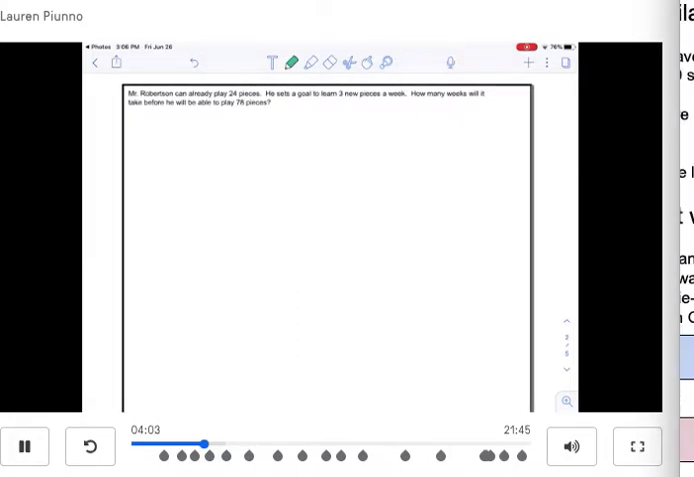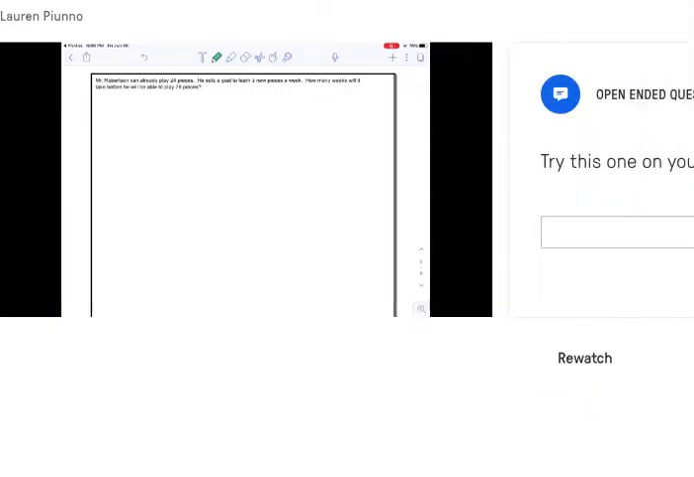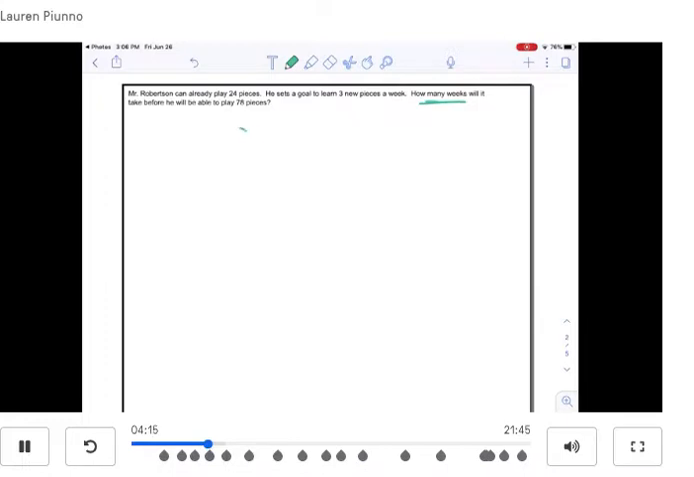Mr. Robertson can already play 24 pieces. He set a goal to learn 3 new pieces a week. How many weeks will it take before he can play 78 pieces? So the question is how many weeks? That's what you're solving for. You're solving for the number of weeks.